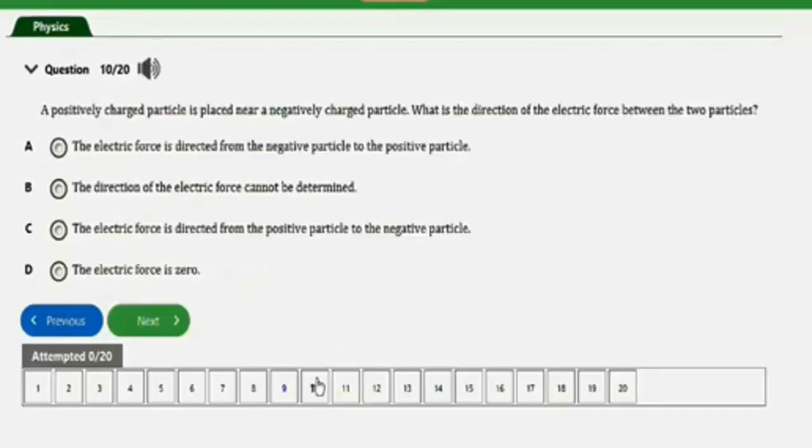Next question will be this one. It says, a positively charged particle is placed near a negatively charged particle. What is the direction of electric force between the two particles? Option A, the electric force is directed from negative particle to the positive particle. The direction of the electric force cannot be determined. The electric force is directed from the positive particle to the negative particle. Electric force is 0. So the right option to this question is option C. Electric force is directed from the positive particle to the negative particle. So that's it for this question. Very, very important.